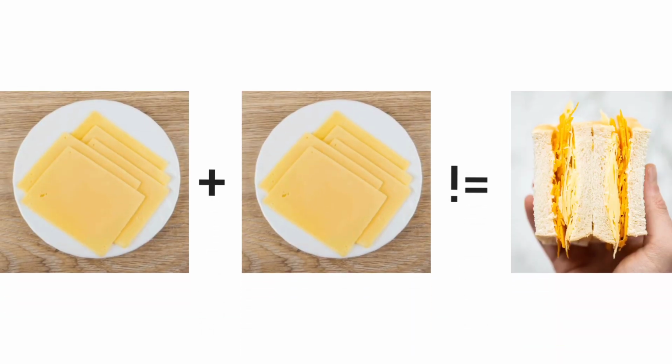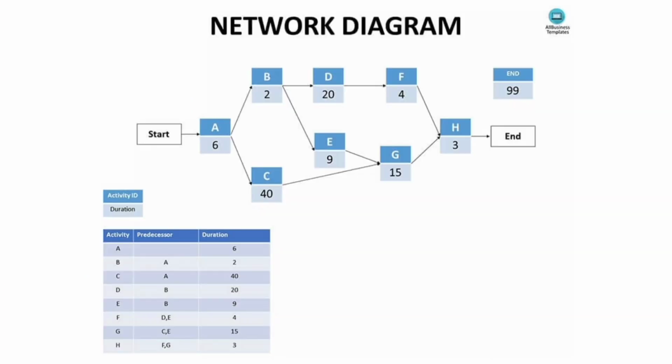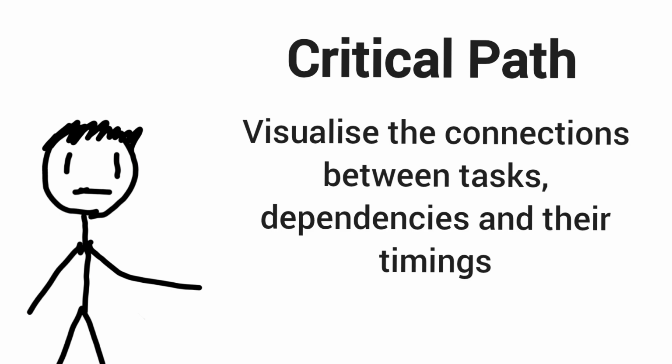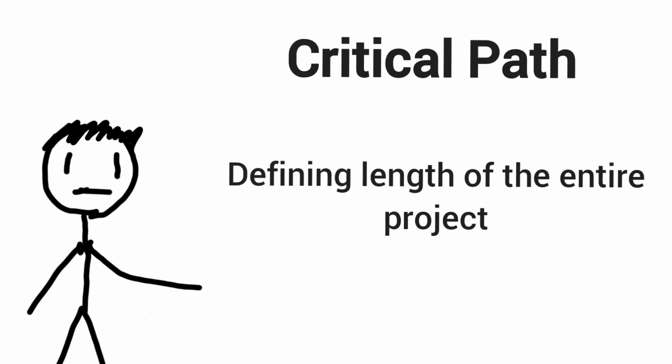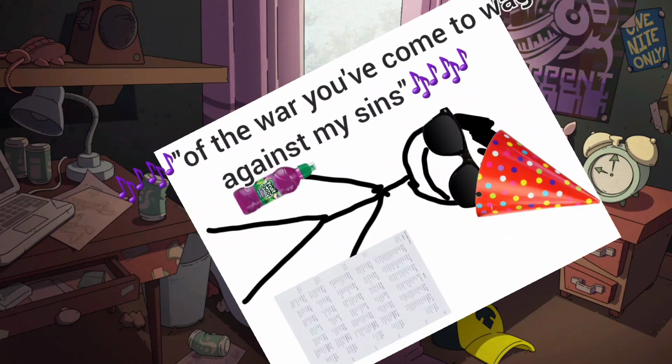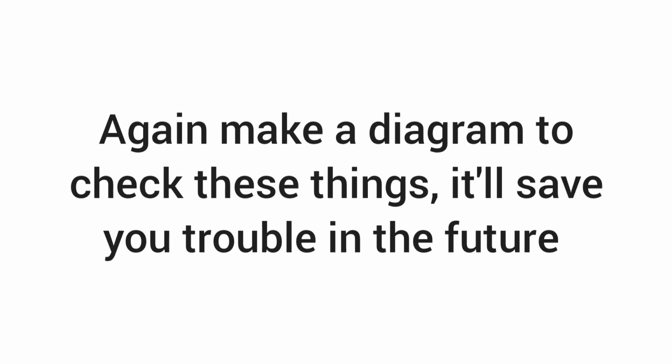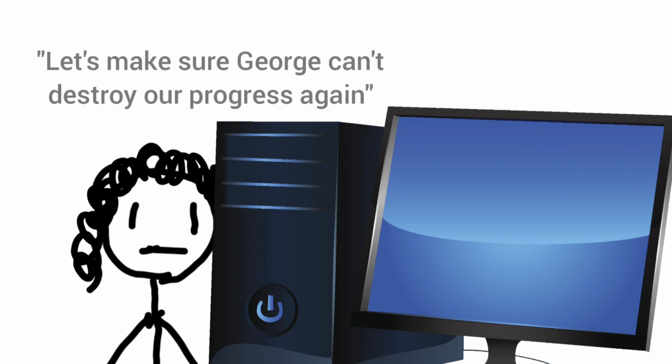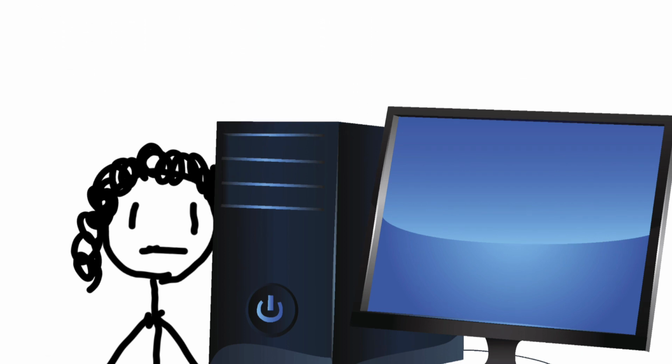Another method of doing this is a network diagram present in the process of identifying the critical path. This is another way in which you can visualize the connections between tasks and dependencies along with defining the length of the entire process. Cross-checking the progress made against the graphs or diagrams created in this process should allow you to see where someone, not mentioning any names, has been slacking off or has perhaps had somewhat of a form of dependency issue, perhaps due to issues in the past. And through the use of interactive software, the diagram would be able to be updated to account for these issues.